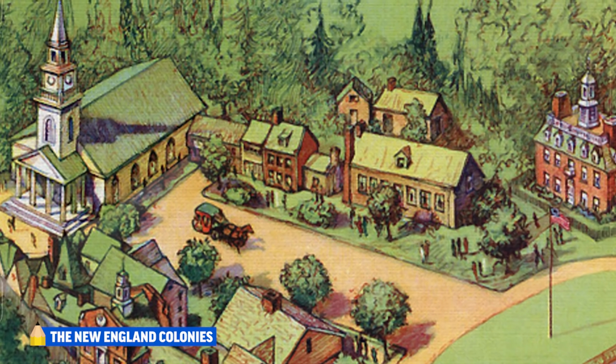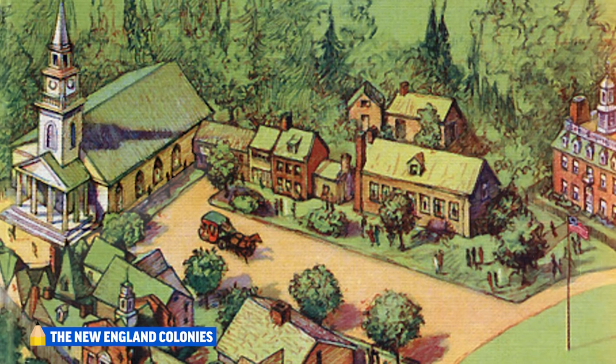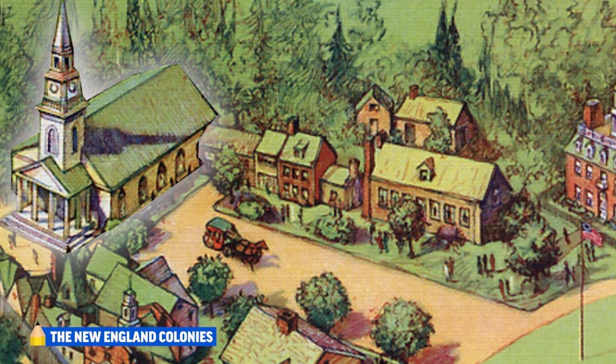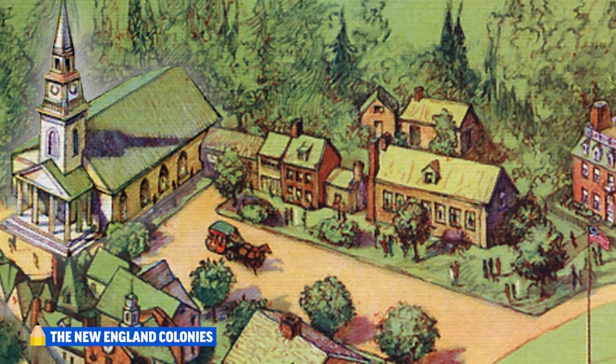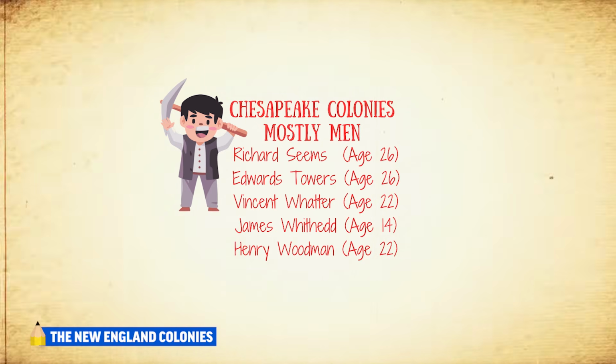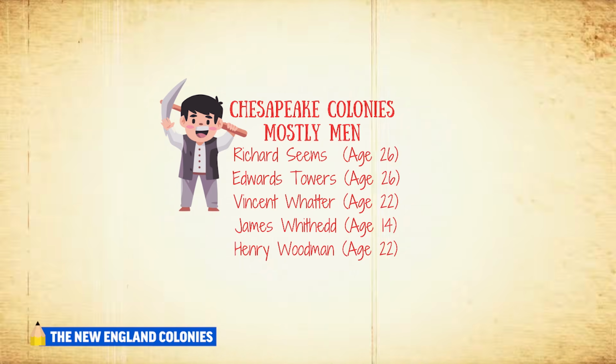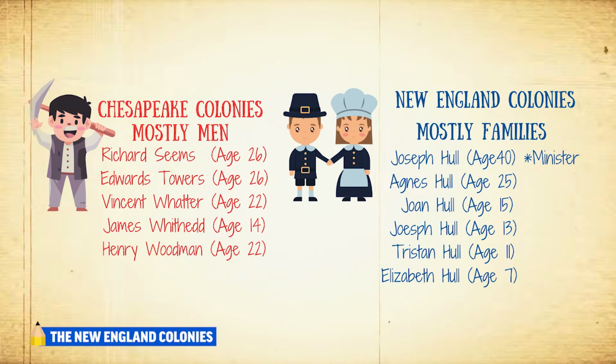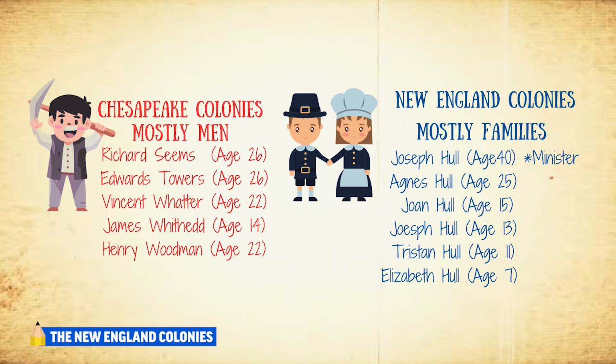And since they were close together and could meet regularly, this also allowed for decisions to be made directly by all male citizens that were, of course, in good standing with the church. And remember, the motive to move to Virginia was profit, so most settlers were young single men, but the settlers of New England mostly came as families because they wanted to be able to practice their faith freely.